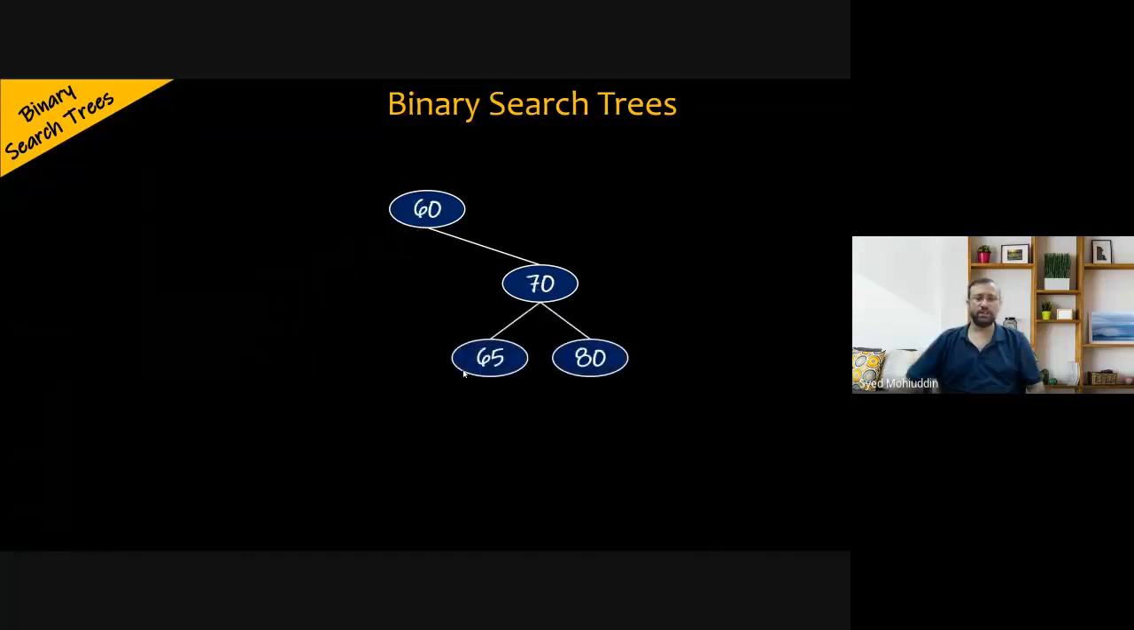Now what about this tree? Is it a binary search tree? For node 60, there is no left subtree or left child, but node 70 is the right child, and node 70 is greater than node 60, so this property of a binary search tree is satisfied at this level. And for node 70, node 65 is less than node 70, so the left property is satisfied, and node 80 is greater than node 70, so even the right property is satisfied. So this is also a binary search tree.